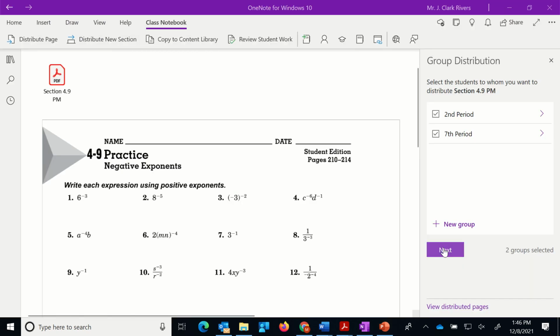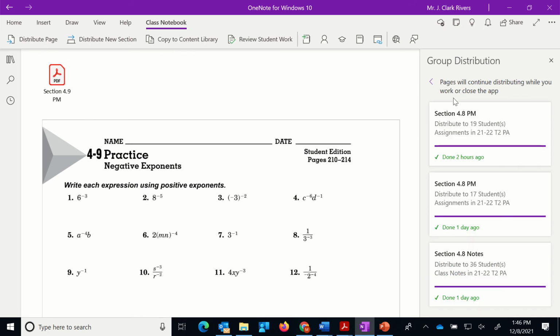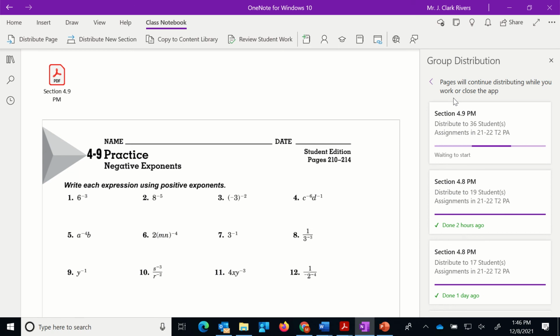All right, so I'm sending the 4.9 Practice Master to everybody right now. So if you're in 7th period, you should have that right now. Today we're going to talk about negative exponents. It seems like it's quite tough, but it's really not that bad. So we're going to work out a number of these together, and then I'll send you off on your own to try some, and you can check back here.